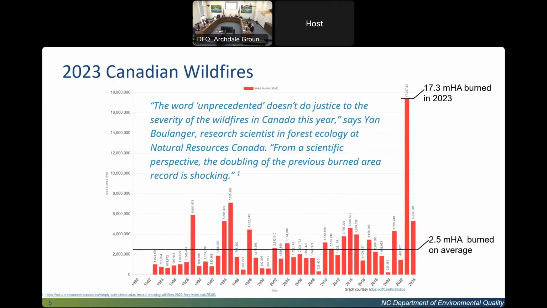And so now to quickly revisit what happened in 2023, this graph shows the total area burned in Canada each year from 1983 through 2024. The solid black line on the bottom shows the annual average of 2.5 million hectares burned. The small black line in the upper right-hand corner shows 17.3 million hectares burned in 2023, which more than doubled the previous record.